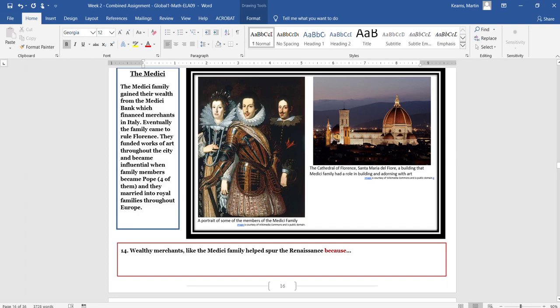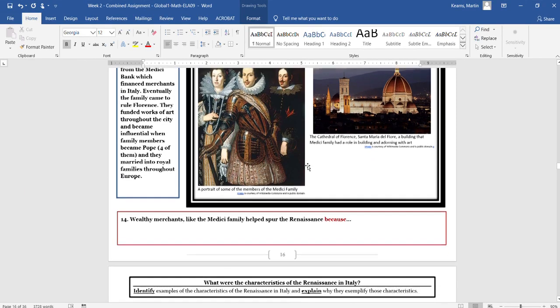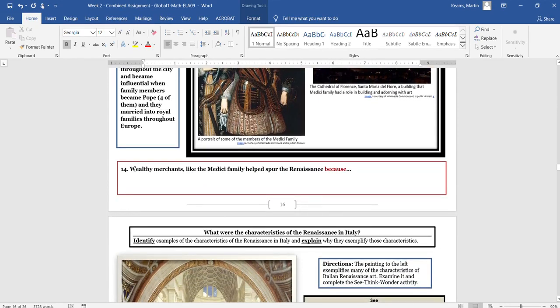Some pictures you can see. And you're going to answer the questions, in this case, filling in the rest of the sentence after the subordinating conjunction because.